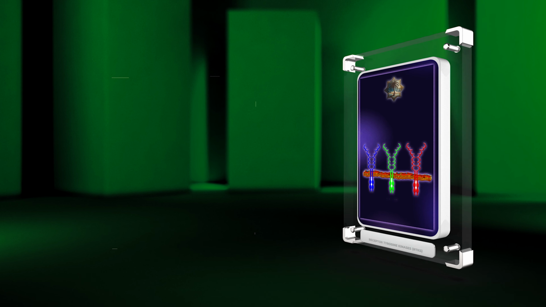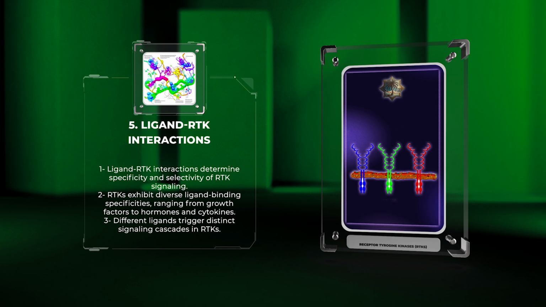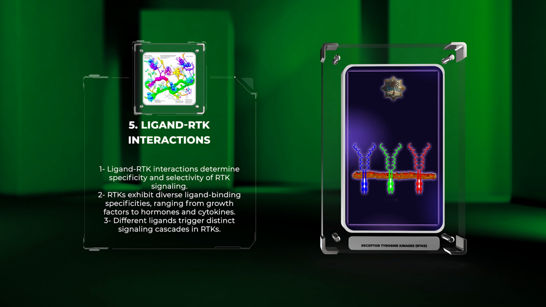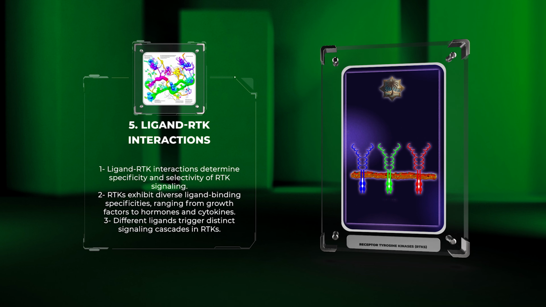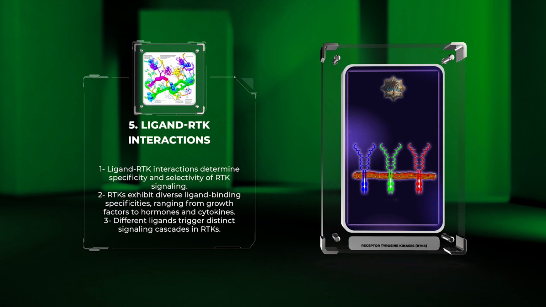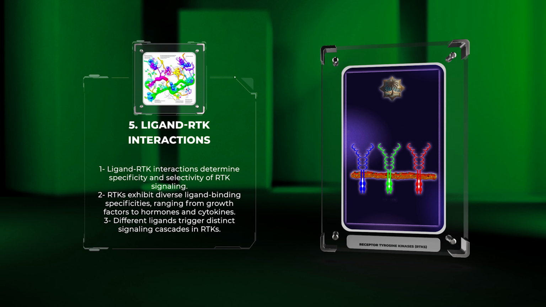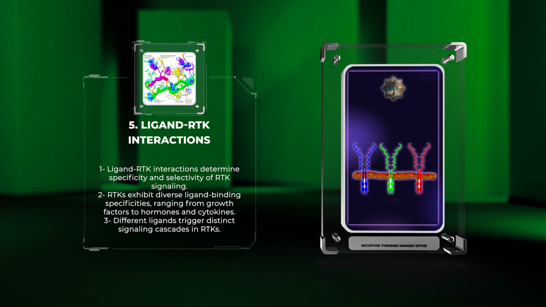Now, let's explore the intricate interactions between ligands and RTKs. Ligand-RTK interactions play a crucial role in determining the specificity and selectivity of RTK signaling. RTKs exhibit diverse ligand binding specificities, ranging from growth factors such as epidermal growth factor, EGF, platelet-derived growth factor, PDGF, fibroblast growth factors, FGFs, and vascular endothelial growth factors, VEGFs, to hormones and cytokines. The binding of different ligands to RTKs triggers distinct signaling cascades, highlighting the complexity and versatility of RTK signaling.